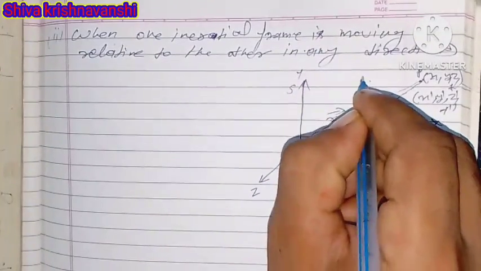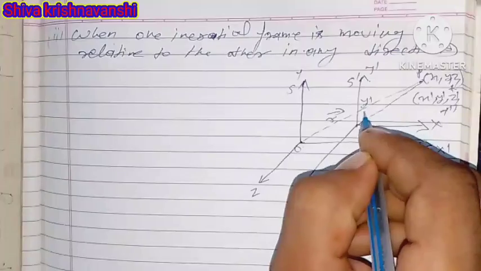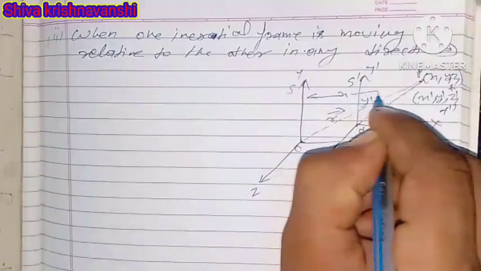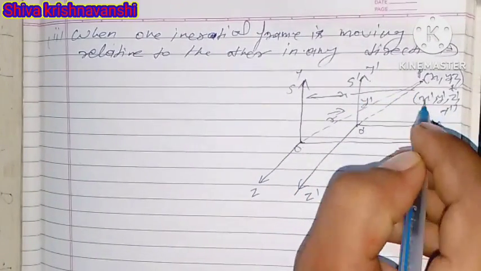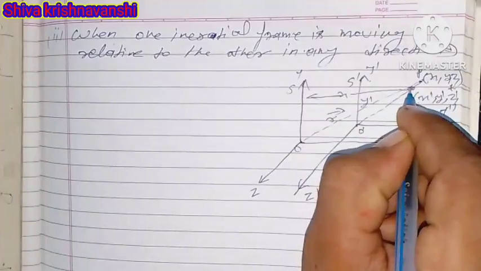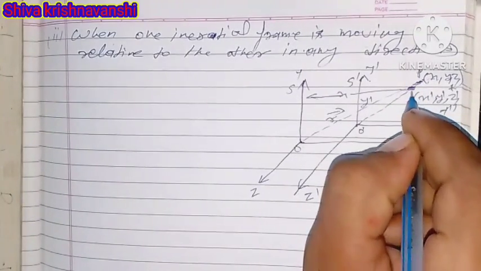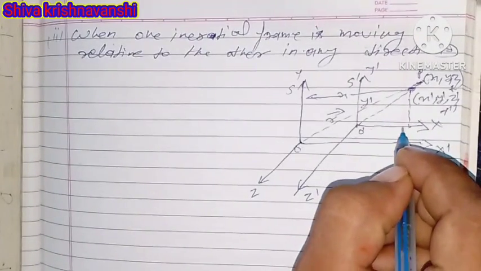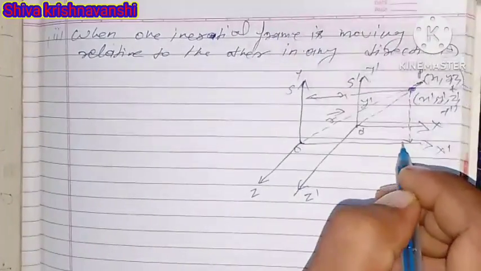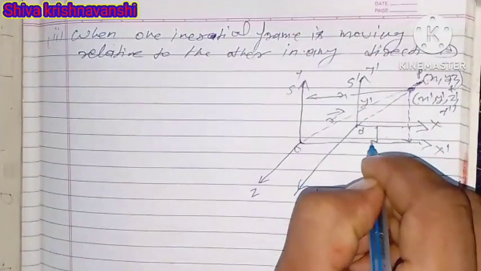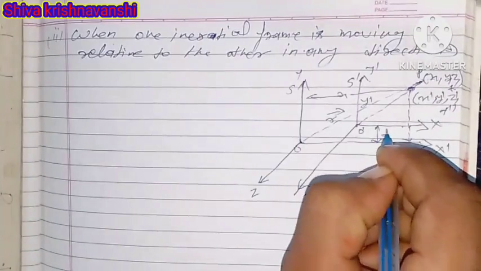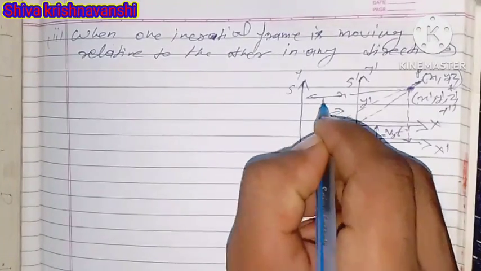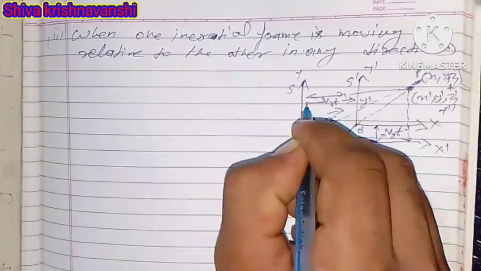The y dash axis, x axis, this is the point P, and this is the point y t, and the value of this is Vyt, and this value is Vxt.